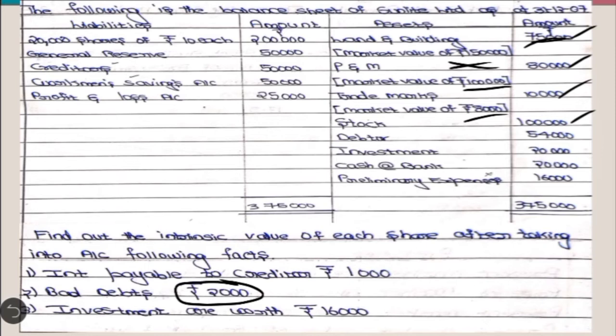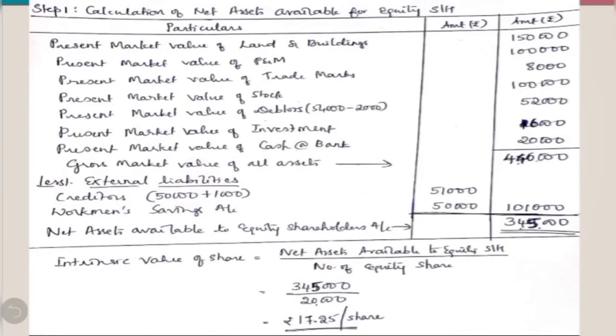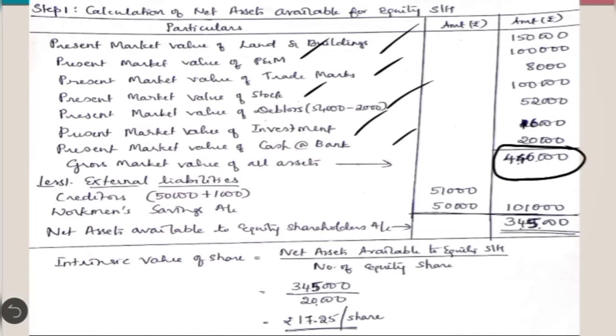Only 52,000 has to be taken as the present market value. Then investment, book value is 20,000 but the present market value is 16,000, so you have to consider 16,000. Then cash at bank, it is already in the realized form, you have to take as it is. Preliminary expenses is not a realizable asset, don't consider that. So when you write, present market value of land and buildings 1,50,000, plant and machinery 1 lakh, trademarks 8,000, stock 1 lakh, debtors less bad debts, investment at the present value 16,000, cash at bank, you get a total of 4,46,000. This is called the gross market value of all assets.